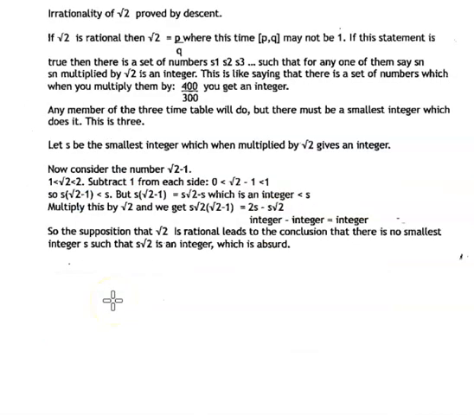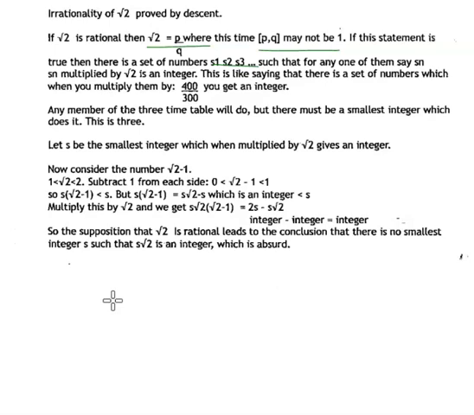The third proof is a proof by descent. If root 2 is rational, then root 2 equals p upon q, where this time the greatest common divisor may not necessarily be 1. But if root 2 equals p upon q, there is a set of numbers, s1, s2, s3, such that for any one of them, sn perhaps, multiplied by root 2 is an integer.